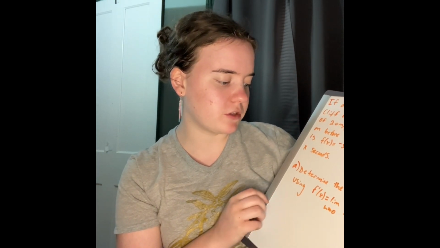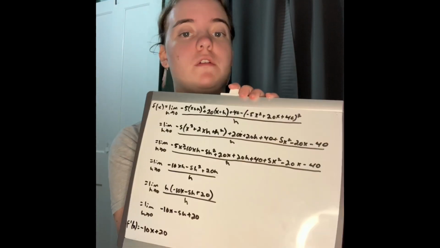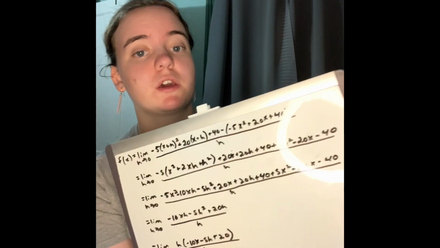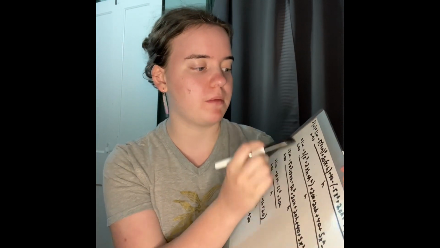So part A, determine the derivative, and we're going to use the limit equation. A good way to write out all of this step by step and show you like that. So instead, I'm just going to go through what's here. So we start out by putting the equation we were given into our limit formula.